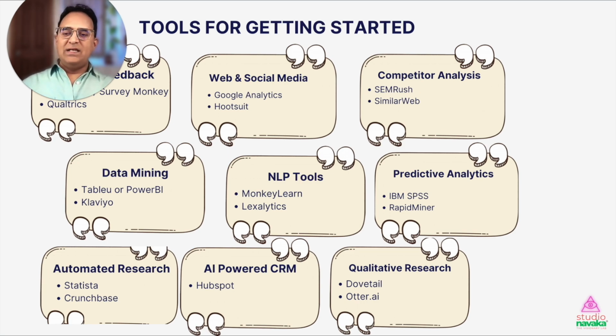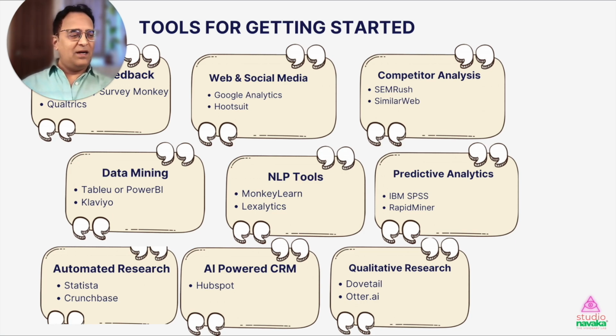The next one is automated research. If you want to set your research in automation mode, you can use Statista. Yes, Statista can become expensive to buy the reports, but if you're very clear which industry you're playing in, you can just buy a one-off report and start utilizing that as a baseline. And when you can afford to subscribe, you can subscribe with those guys.